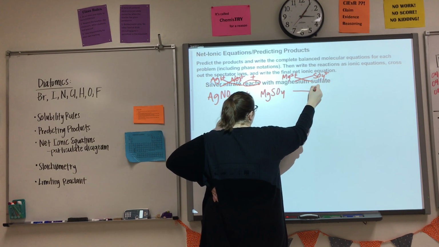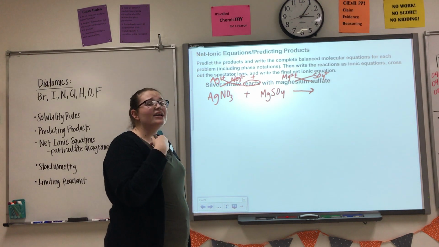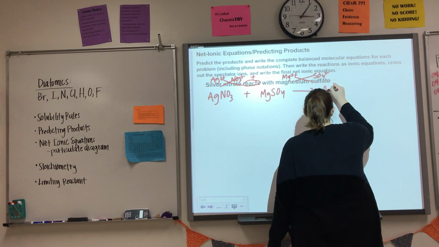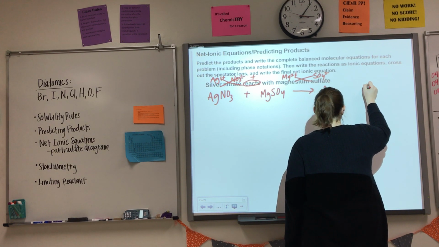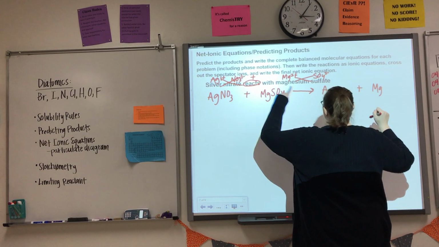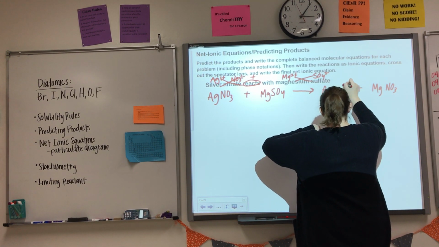Okay? Now let's predict these products. This is going to be a double replacement. What I like to do with double replacements is leave my metals in their same spots and just switch out their partners. So I'm going to have Ag and Mg. So nitrate is now going to go with magnesium, and sulfate is now going to go with silver.